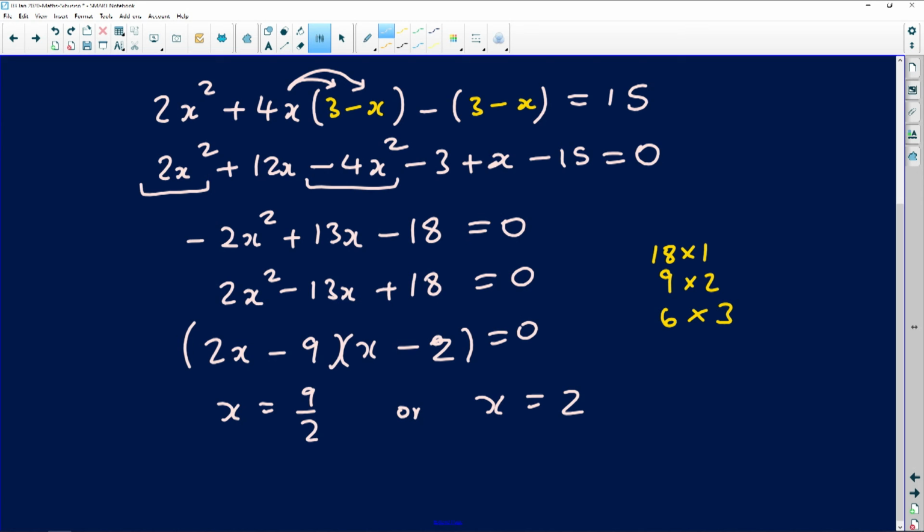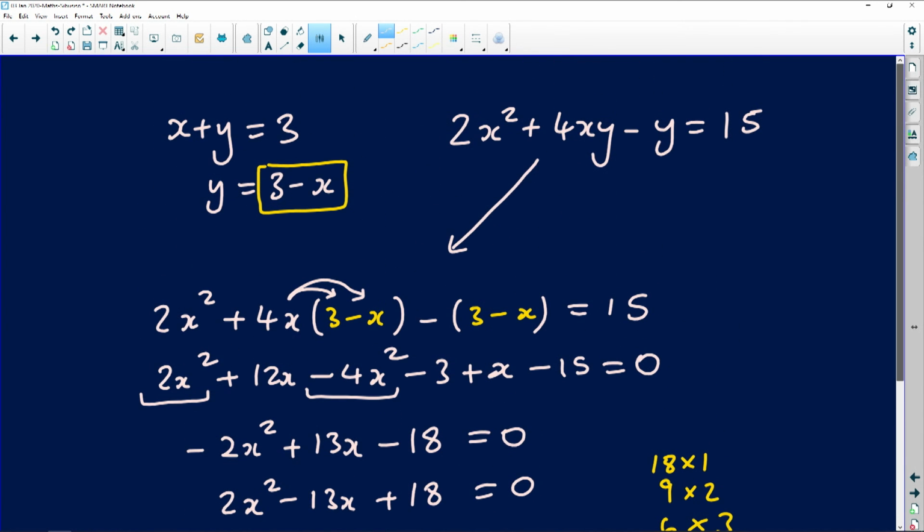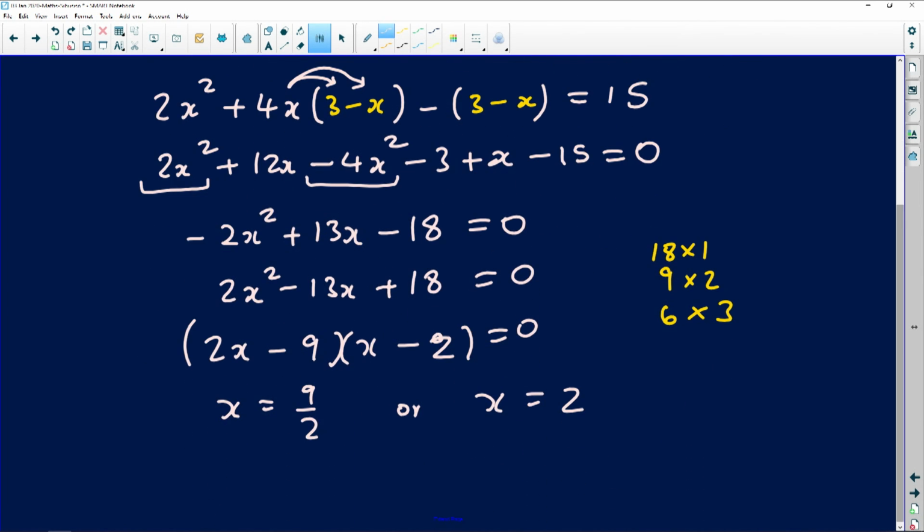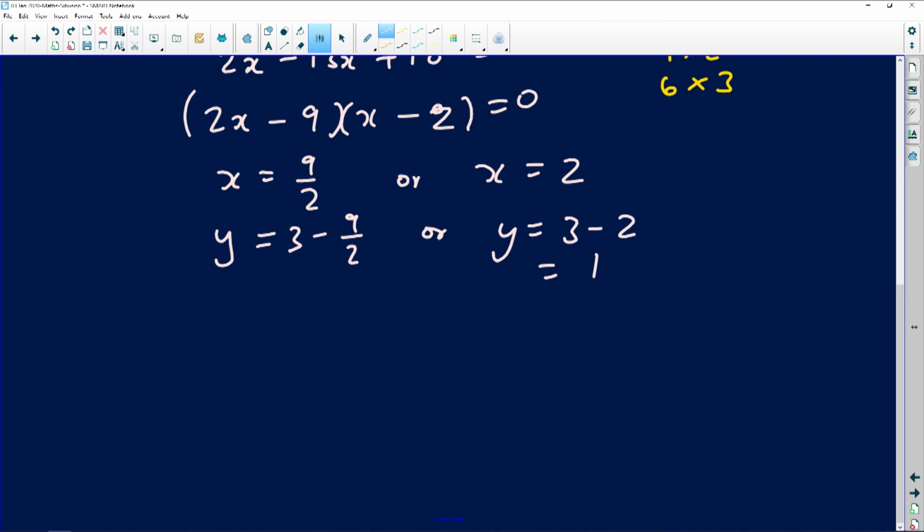Right? Once you've got those x's, you're going to get your y's by going back and resubstituting in that equation where y equals 3 minus x. So the one is going to be y is 3 minus 9 halves, or y is 3 minus 2. This one is easy. The answer is going to be 1. But the second one is actually 6 over 2 minus 9 over 2, which is going to be negative 3 over 2. Then that's the solution for both x and the other y value, which is 1.